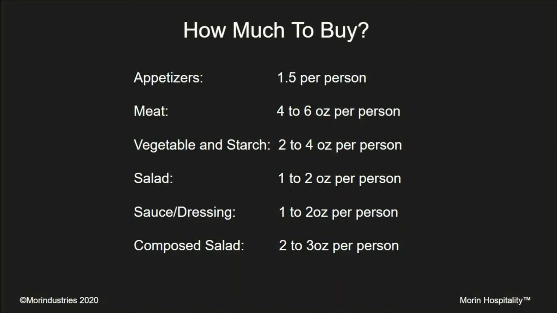Vegetables and starches, 2 to 4 ounces per person. Just lean towards 2. If it's mashed potatoes, probably more like 4 ounces per person. But for asparagus or grilled vegetables, lean towards 2 ounces per person. With salad and greens, 1 to 2 ounces per person. Don't get crazy there. You can also consider 1 to 2 ounces per person with dressing as well.